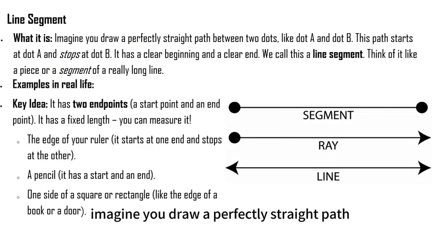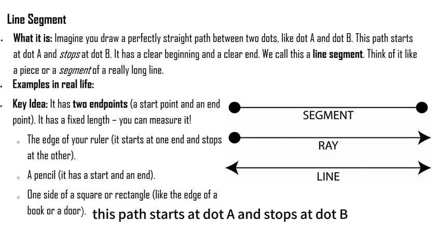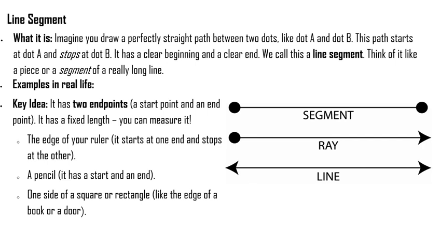Imagine you draw a perfectly straight path between two dots, like dot A and dot B. This path starts at dot A and stops at dot B. It has a clear beginning and a clear end. We call this a line segment. Think of it like a piece, or a segment, of a really long line.